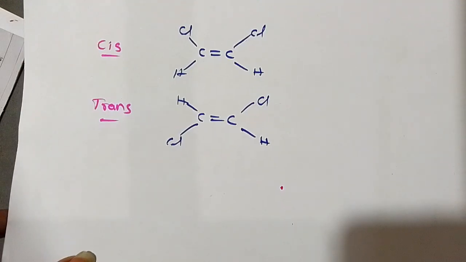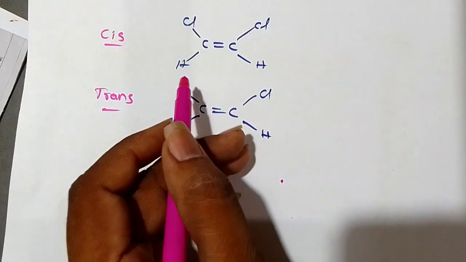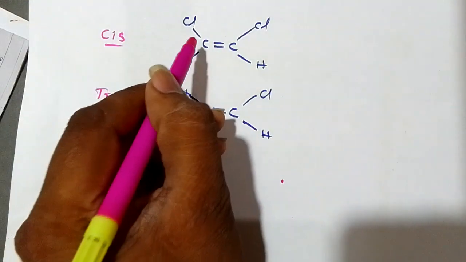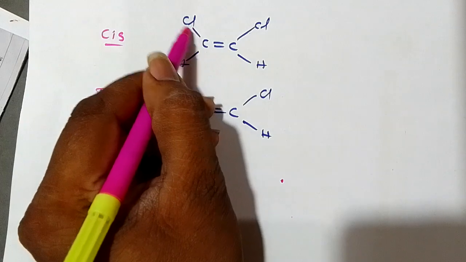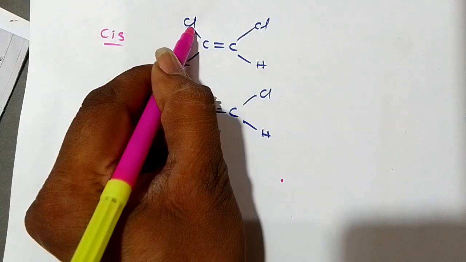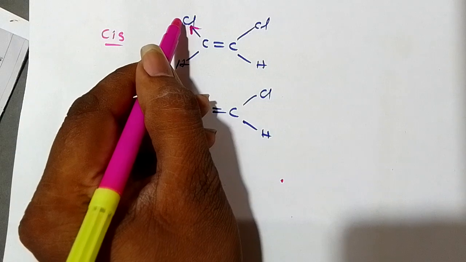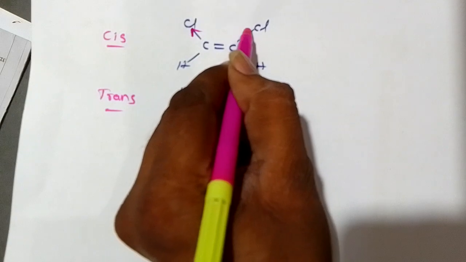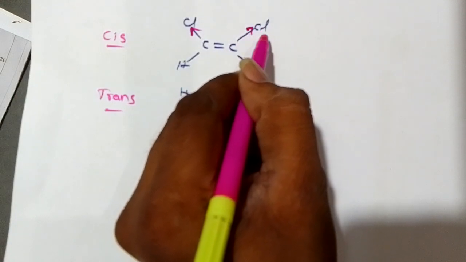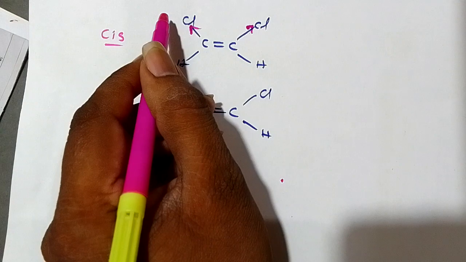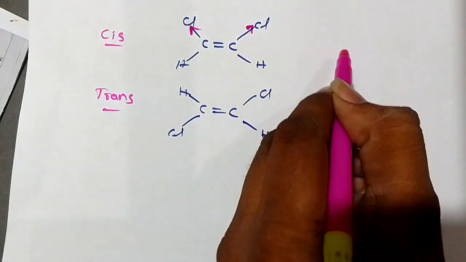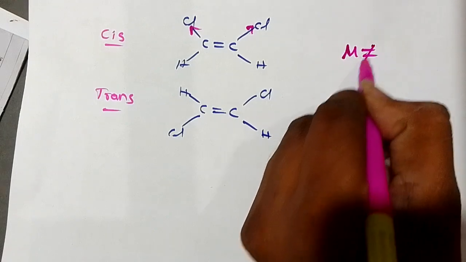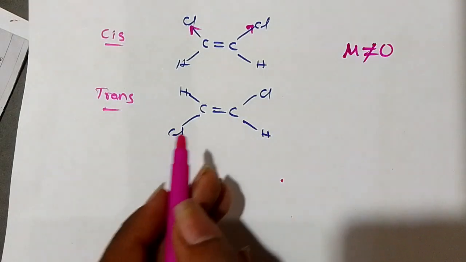The last one: cis and trans. It is a cis molecule, it is a trans molecule. Now see the cis molecule: chlorine has more electronegativity compared to carbon. It can attract the bonded electrons towards chlorine. Now see, the net force is not equal to 0. That's why it has a dipole moment. So the dipole moment is not equal to 0.